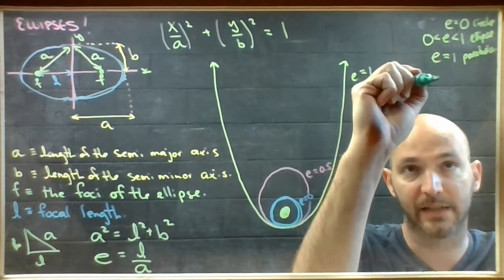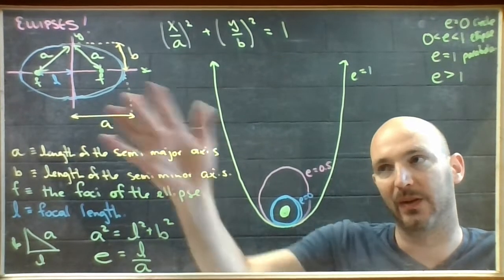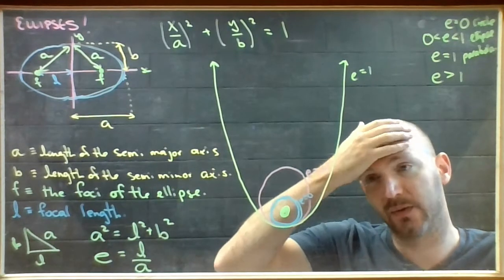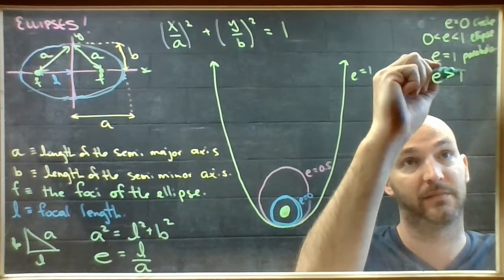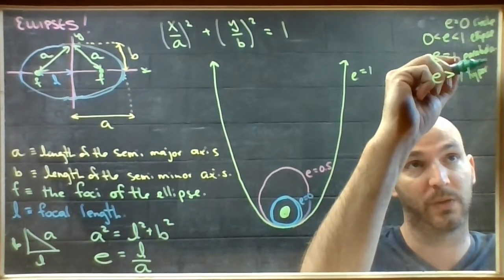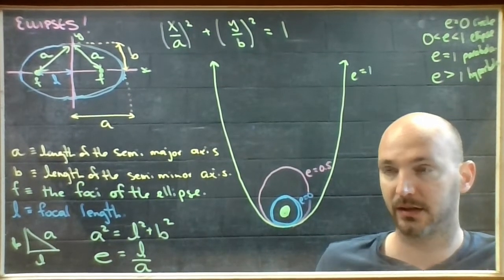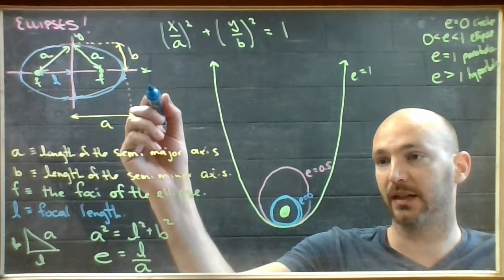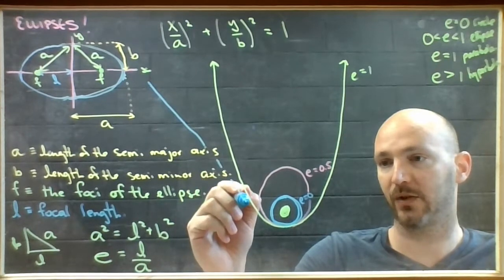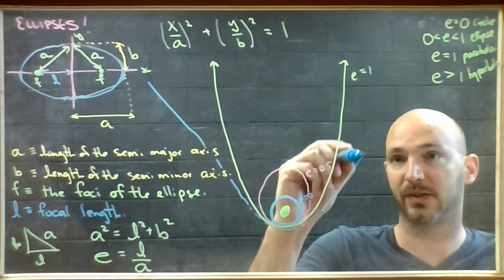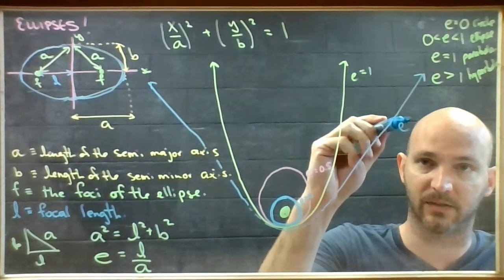If you have any eccentricity that is greater than 1, then the focal point has to have moved outside the shape. So you end up with the hyperbolic orbit, a hyperbola. It comes in on a straight line, interacts with the planet, and then leaves on a straight line. So that would be any eccentricity greater than 1.